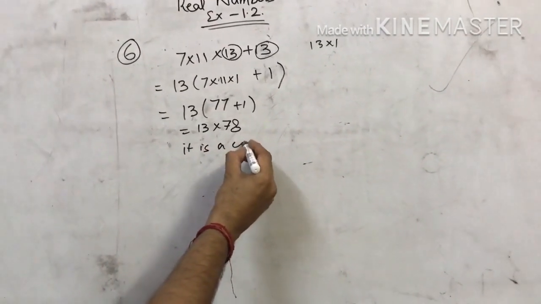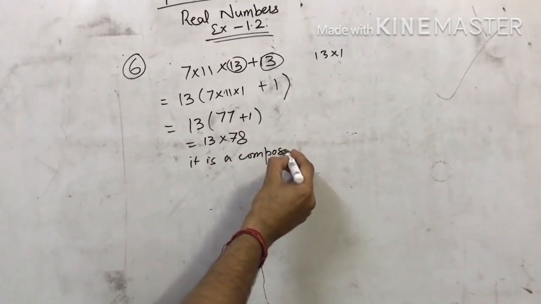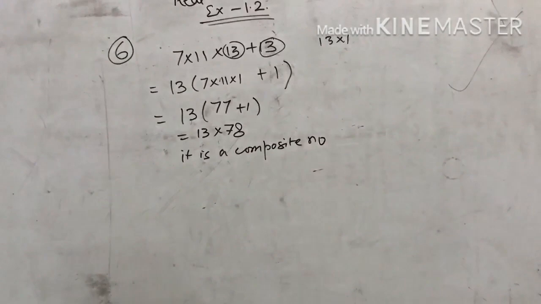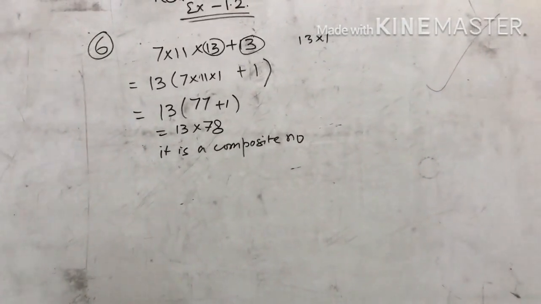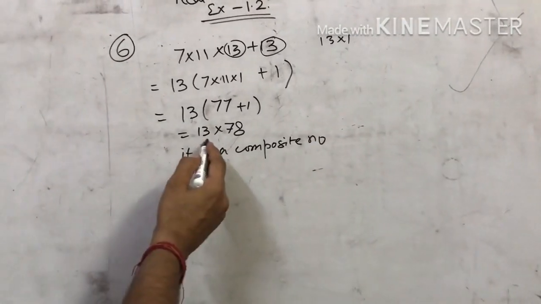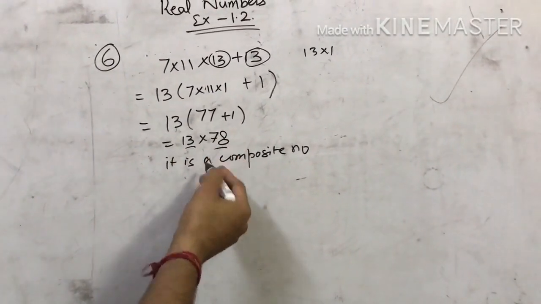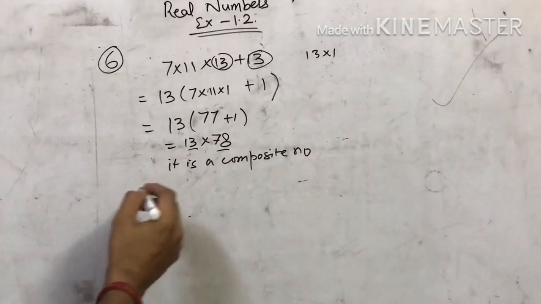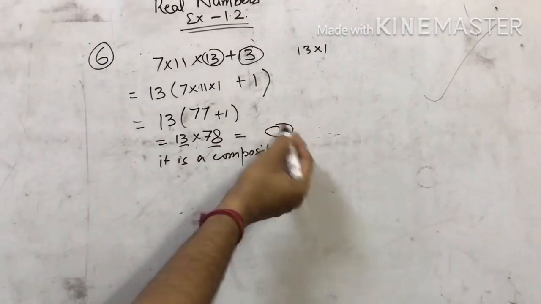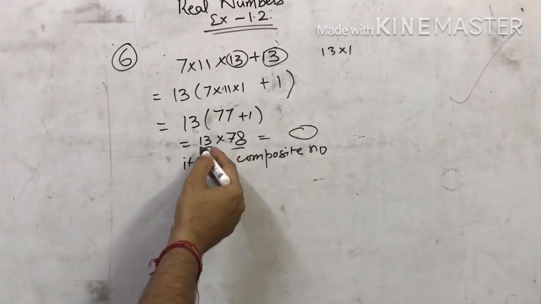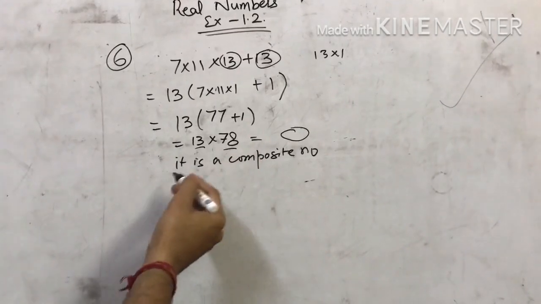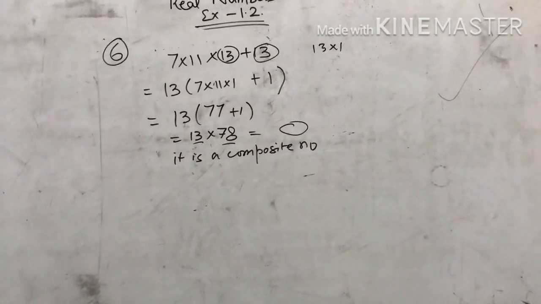So what is a composite number? A number which has more factors than just itself and 1. So it has got 13, 2, 78, 1. A lot of factors are there. So it is a composite number. You don't have to calculate and put the value over here. You can see from these factors that it has got more than 2 factors. So it is a composite number.